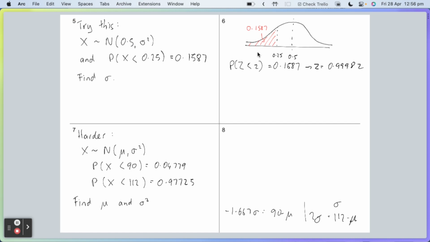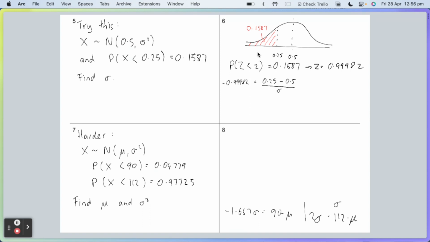Now, that's step one completed. I've got my Z value. Now I'm going to use my formula. So negative 0.99982 is equal to, well, what was the X value that I was given? 0.25. What was the mean that I was given? 0.5. What was the sigma that I was given? I wasn't. So I can put sigma down there. Okay, and now it's just a matter of solving it, right?